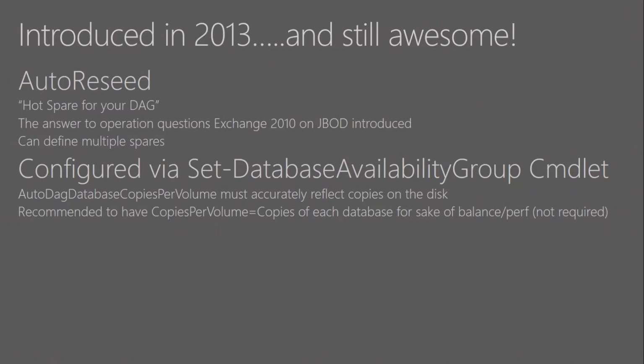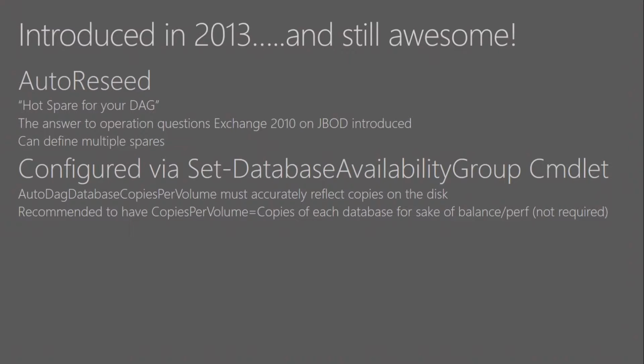You configure it using Set-DatabaseAvailabilityGroup. A couple of call-outs here. The AutoDagDatabaseCopiesPerVolume setting must accurately reflect how many copies you're putting on a disk. So if you're running 4 database copies per disk, you should populate that with 4. It needs to be accurate in order for the logic to work.